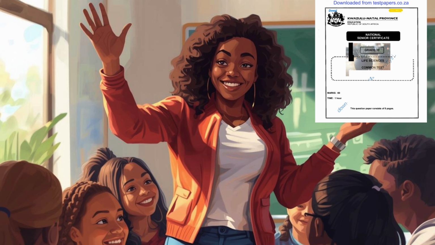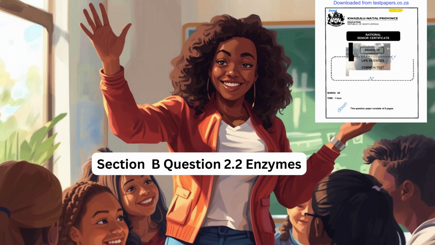Welcome back everyone. We've already crossed section B, question 2.1 and got those 9 marks in the bag. Now we are moving into question 2.2, which is all about enzymes and how they react to their environment. This part of the paper usually involves tables or a graph, and it is a gold mine for marks if you know what you are looking for. Let's dive deep into this investigation on pH and enzyme activity.